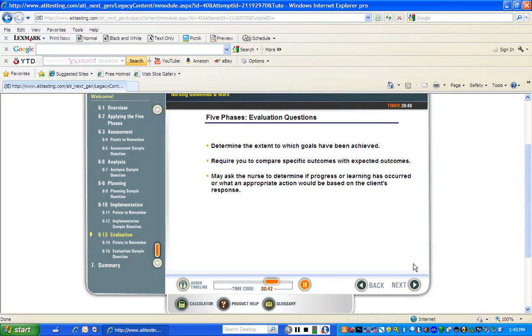Some evaluation questions may have false response stems that require an answer indicating, for example, that the client needs more teaching or that a nursing procedure was done incorrectly. Always remember that your evaluation must relate to the issue of the question.